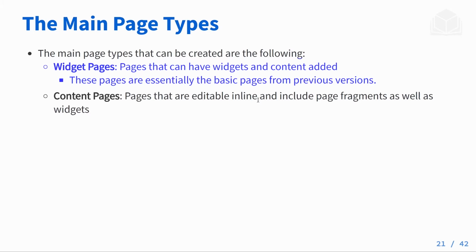When you're creating pages, there are two different kinds of pages that you can create, or at least there are two main ones. The first one is going to be a widget page. This is pretty much the page that we've had in previous versions of Liferay, where you can add widgets to your page and content, and that's been a staple of Liferay for a long time. The newest page type is going to be a content page type, and that's new because it makes use of another new feature, which is the page fragments. So these pages are editable inline, and they're comprised of page fragments as well as widgets.